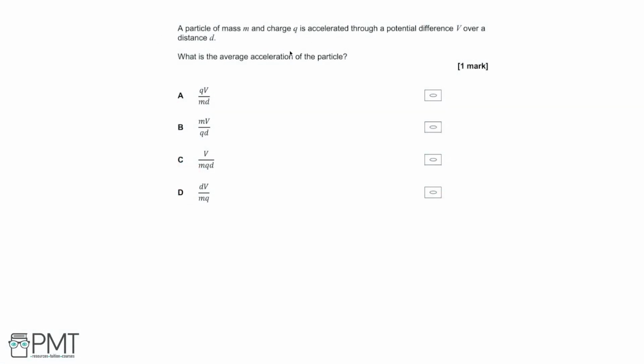This question is about electric fields. The question says, a particle of mass m, charge q, is accelerated through a potential difference V over a distance d. What is the average acceleration of the particle?